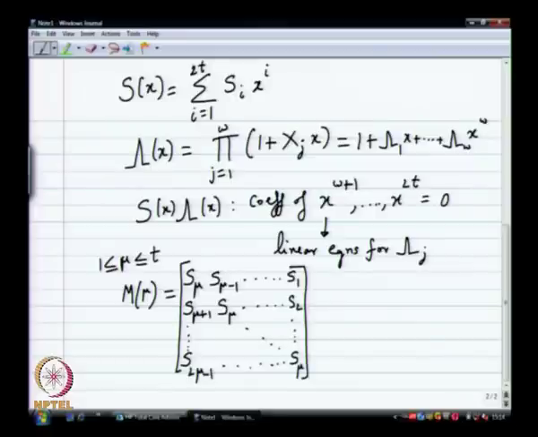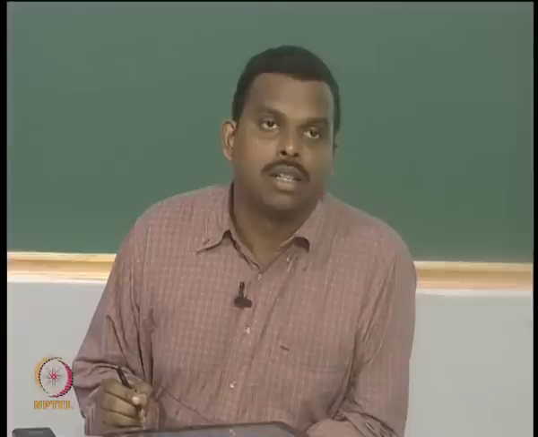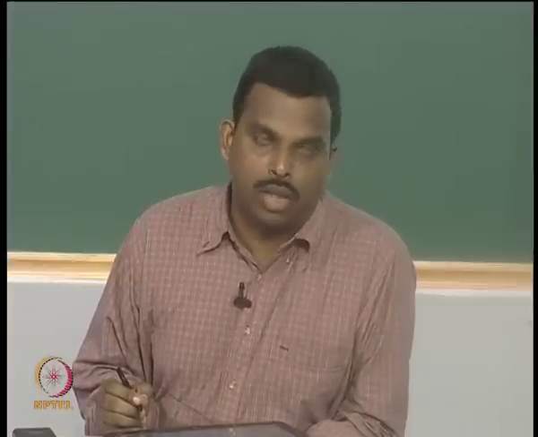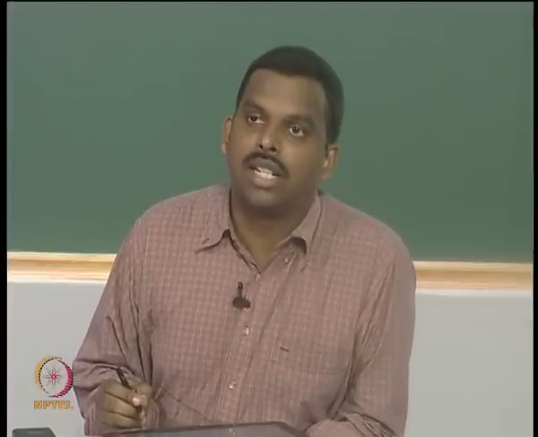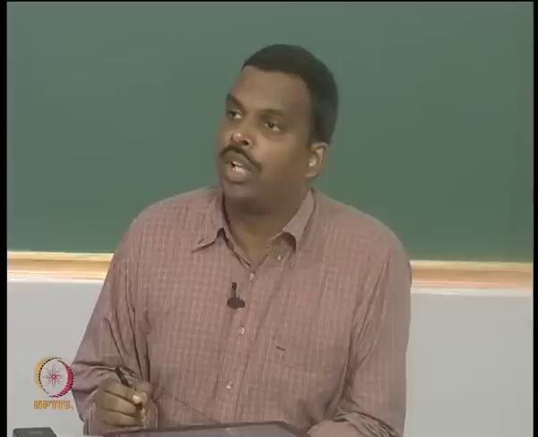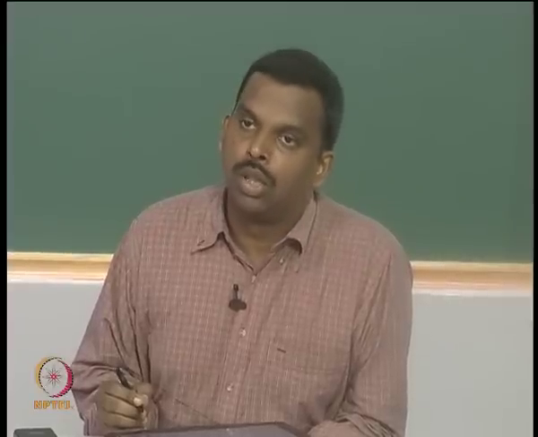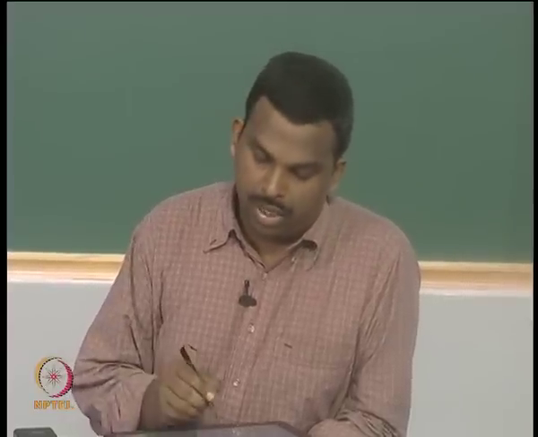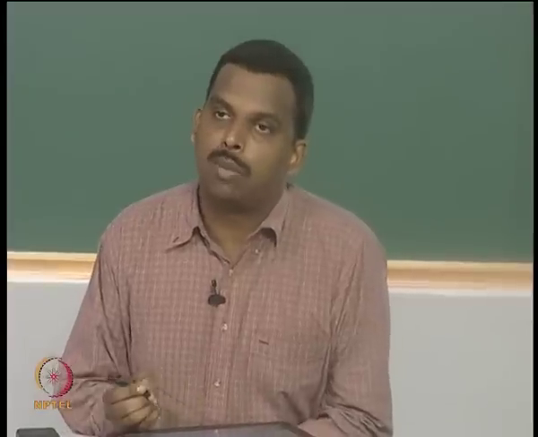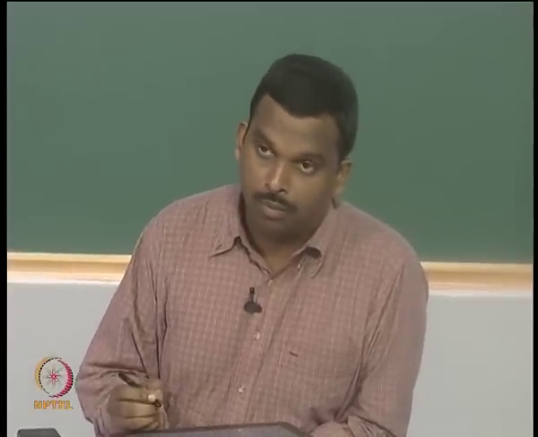So, you start with mu equals t and find the determinant of this matrix. If this matrix has non-zero determinant, then you conclude that w equals t. If it has 0 determinant, then what do you do? Try mu equals t minus 1. That way you keep reducing it till the determinant becomes non-zero, at which point you would have found w. Once you found w, you can simply invert this matrix, then multiply with what?